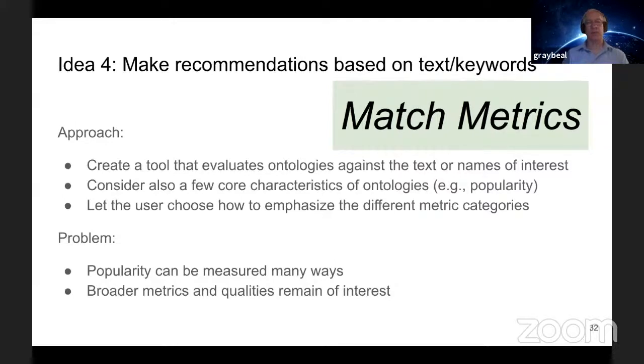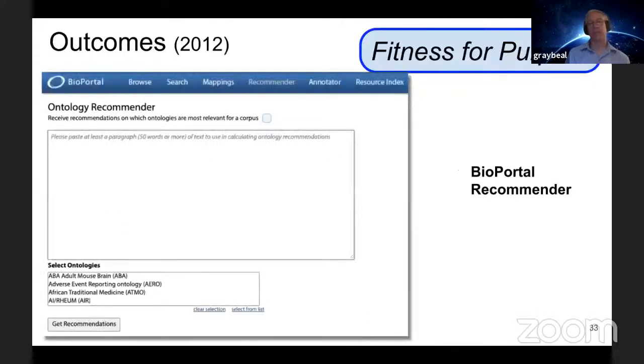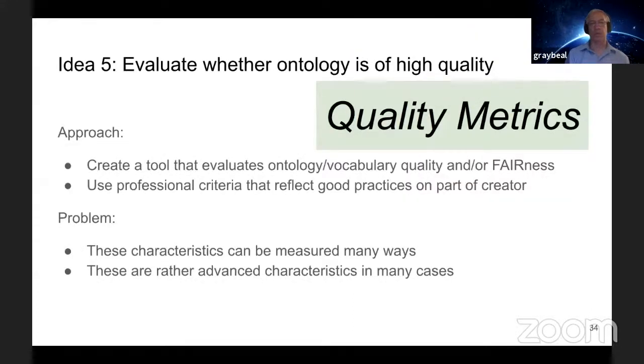Going slightly out of order here. The idea of making recommendations based on text and keywords was another idea, where you could actually do matches given a set of text and say, how close is this ontology to meeting your set of text? And you could also consider other characteristics like popularity of the ontology or size and so on. But there's a lot of different ways to measure popularity, and the broader metrics and qualities of the ontology are of great interest to various people. So that wasn't a total solution, but it's still a pretty nice solution in the bioportal anyway.